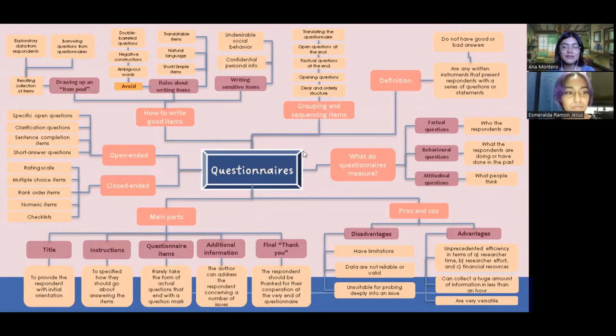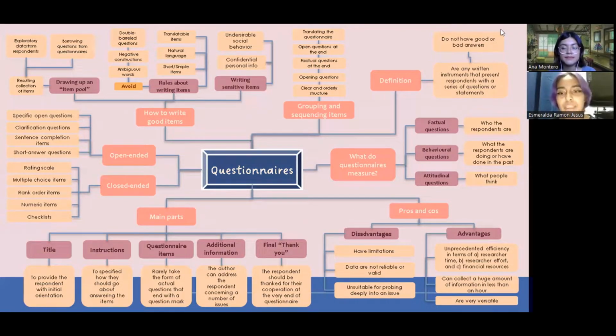Well, what do questionnaires measure? We have three types. The factual questions are used to find out who the respondents are. The behavioral questions are used to find out what the respondents are doing, for example, lifestyle, habits, or personal history. And the attitudinal questions are used to find out what people think.